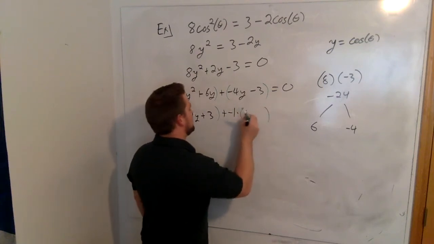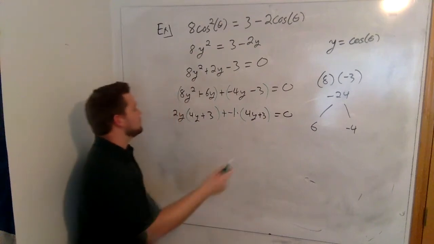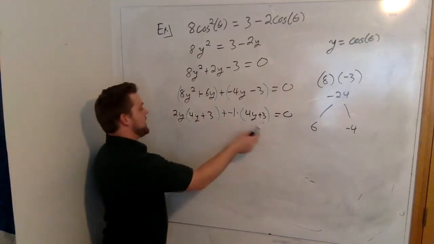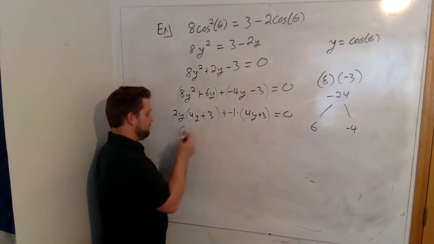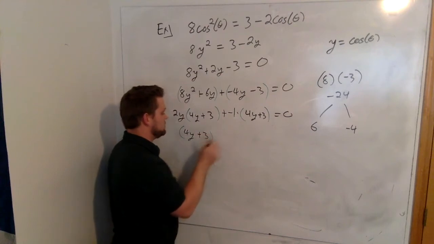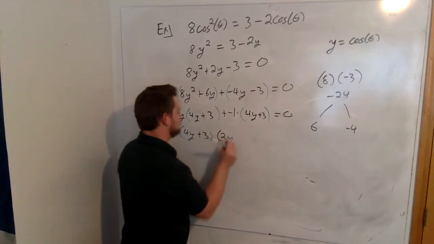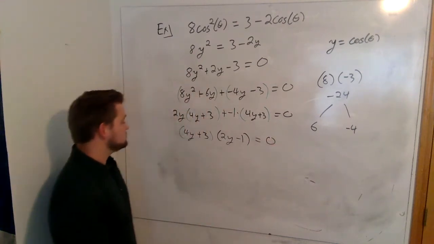And we'll be left with 4y plus 3 being equal to 0. Looks like we can factor out that common factor of 4y plus 3. So we have 4y plus 3 times 2y minus 1, and this will be equal to 0.